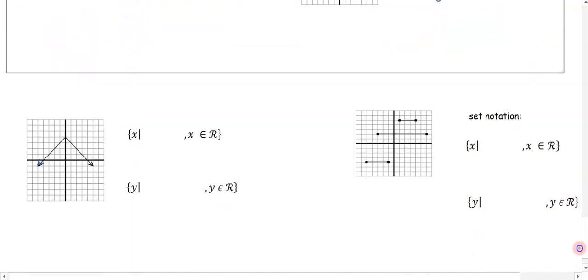Let's try last two here. So, pause it if you want, try it, then unpause it, see if you get them right.